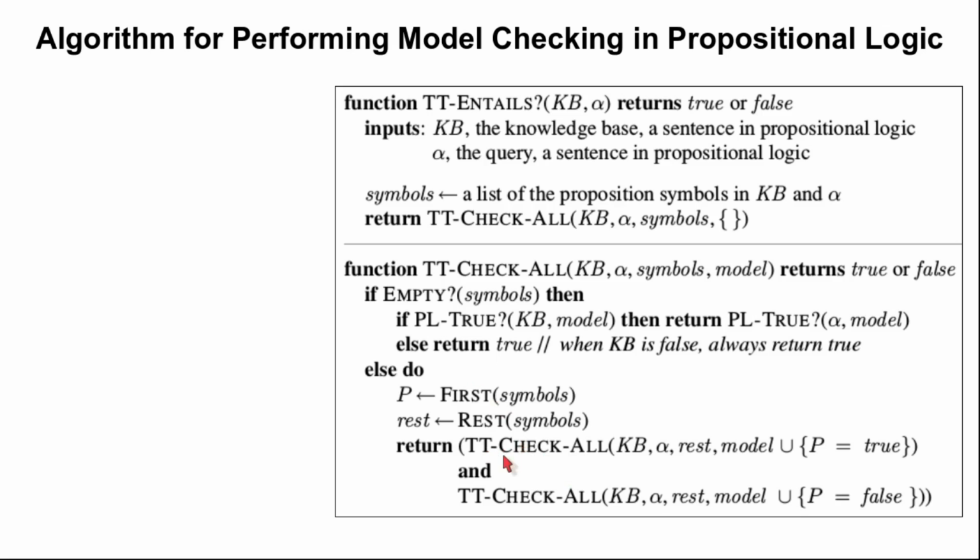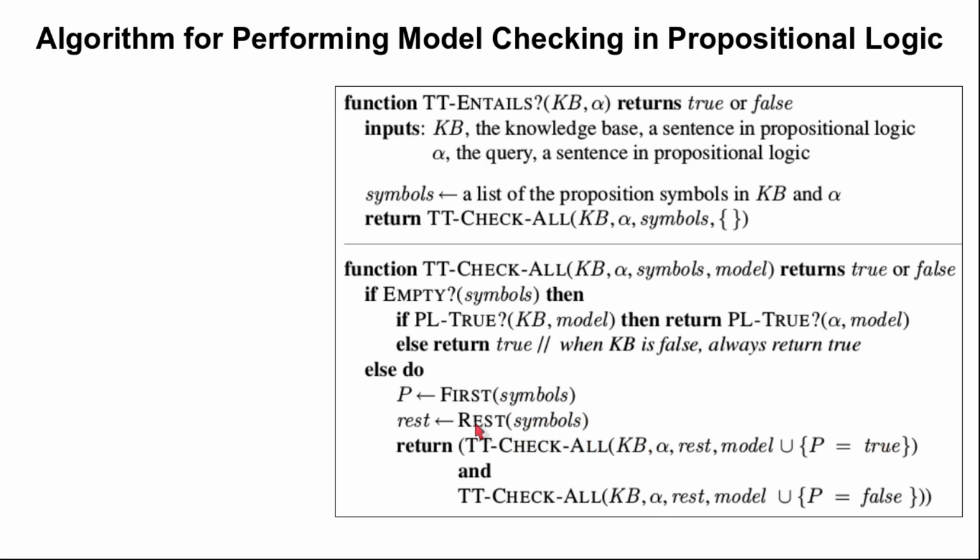We call it 2 times, and the first time we assign the true value to the first proposition symbol, and in the second one we assign the false value to the proposition symbol. Remember, we need to assign all possible values to each proposition symbol. So we need to assign both true and false to each proposition symbol.